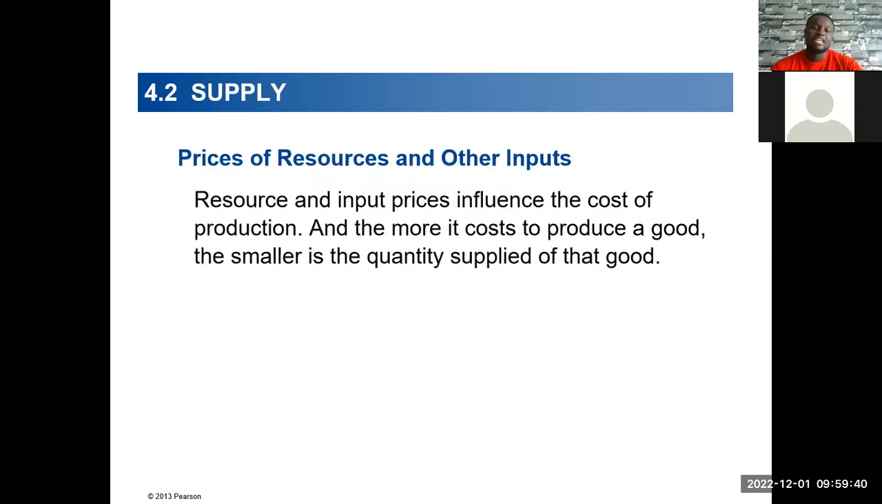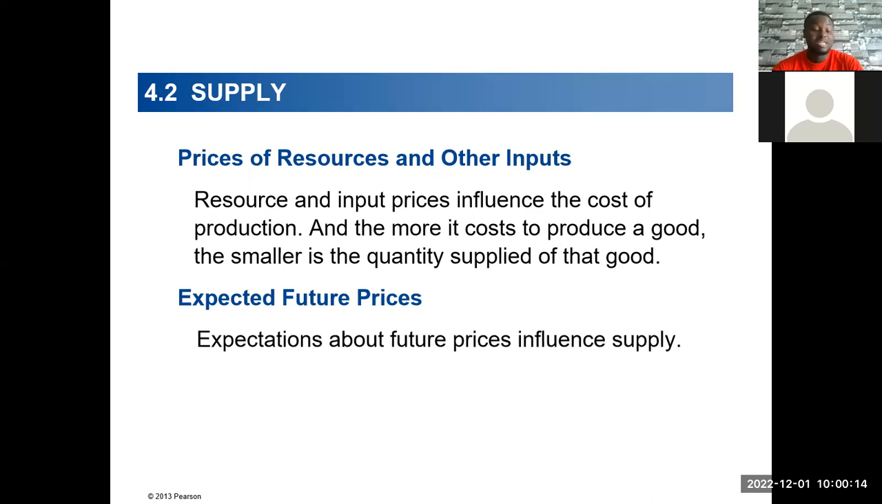Prices of resources and other inputs. Now we use the resources and inputs to produce the good. Okay, and they add up to cost of production. So if the price of the resources and inputs are high, the cost of production will be high. We cannot produce more. We produce less, and as a result, we can only supply fewer quantities. So there's an inverse relationship between supply and the price of inputs. When price of inputs are high, we tend to supply less, and vice versa.